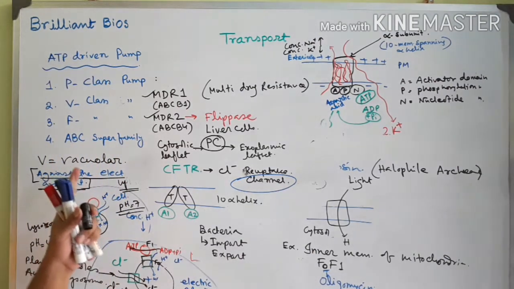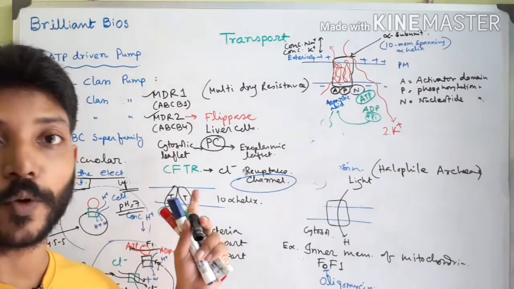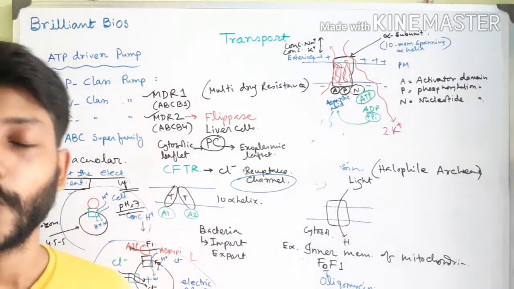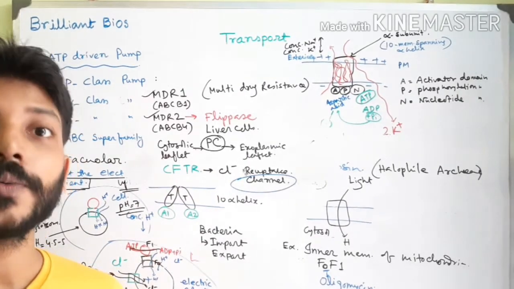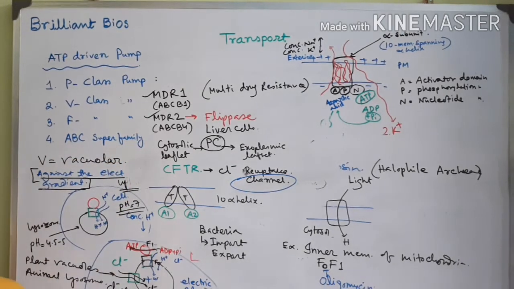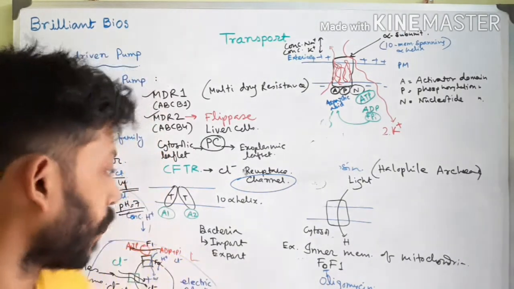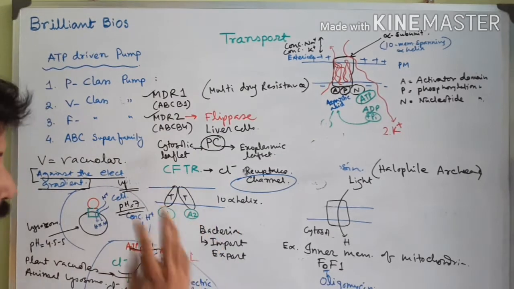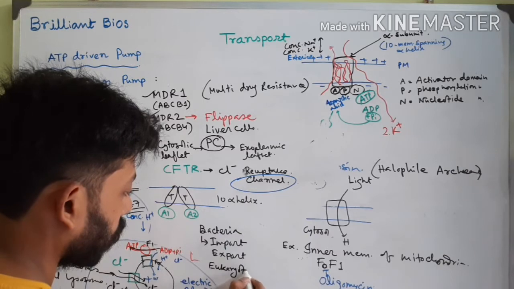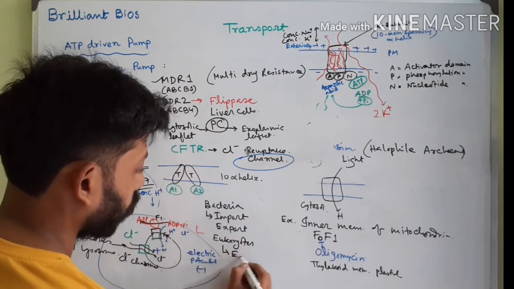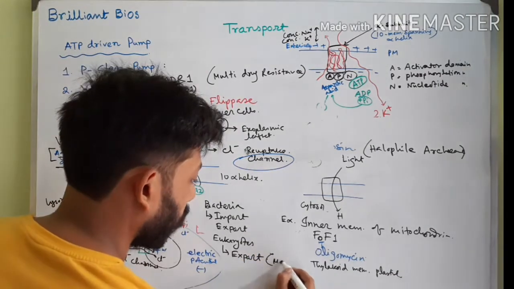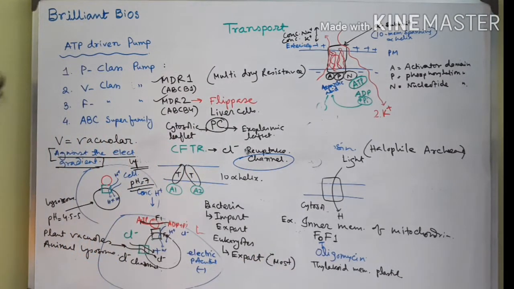molecules. Yes, I forgot to mention which types of molecules are transported by this ABC superfamily, like drugs, toxins, sugar molecules, peptide molecules, and amino acids. Yes, lipid molecules can also be transported. So in bacteria, both import and export occur, but in eukaryotes, the thing that mostly occurs is export. Import can occur, but export is what occurs most of the time.